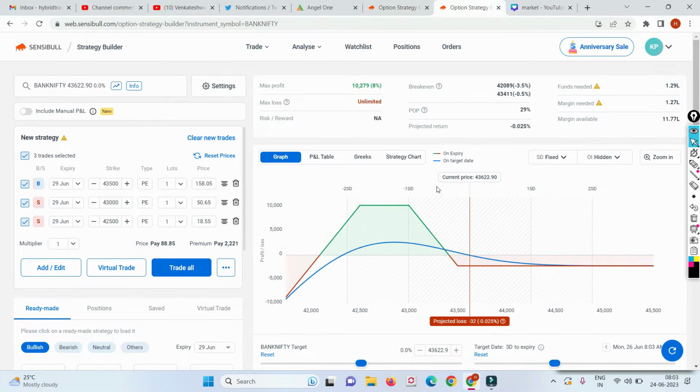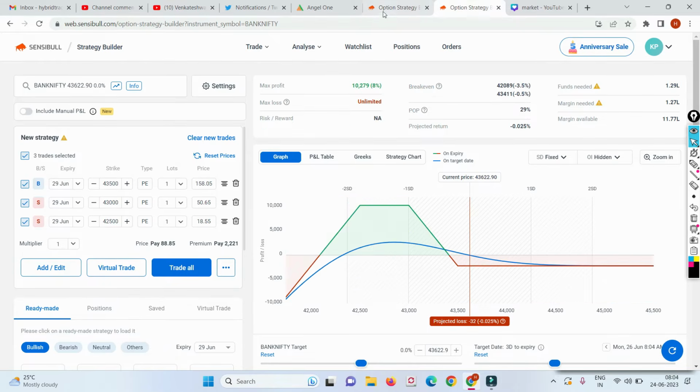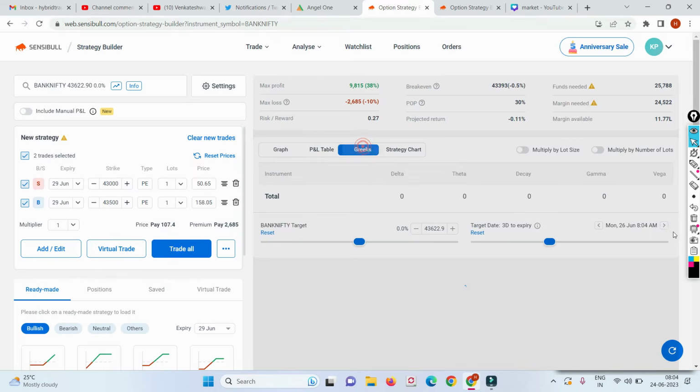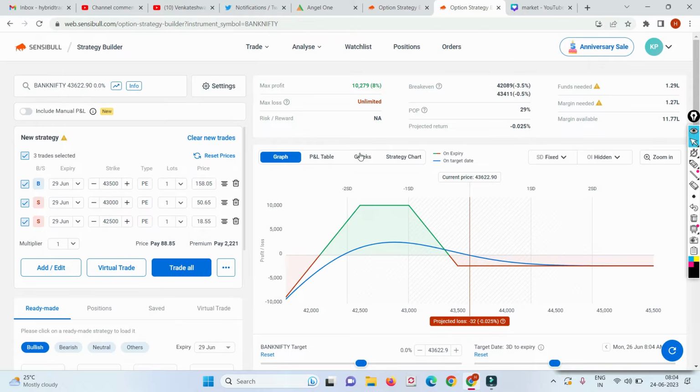But what happens in this trade? At a 3% gap down, guys, you are technically in loss. Try to understand the blue line, guys. In your ratio spread, if the market gives you a 3% gap down, you will be in loss. But with your debit spread at 3%, you will be at huge profit. So the difference is all about this: if you look at the Greeks, this is a Vega positive trade and this is a Vega negative trade.